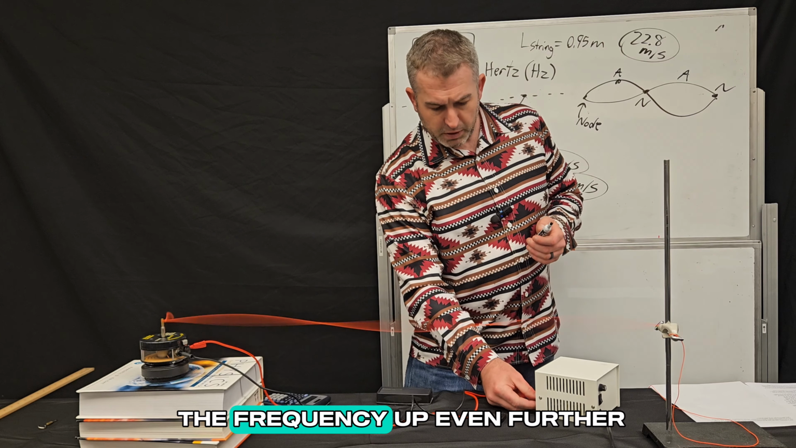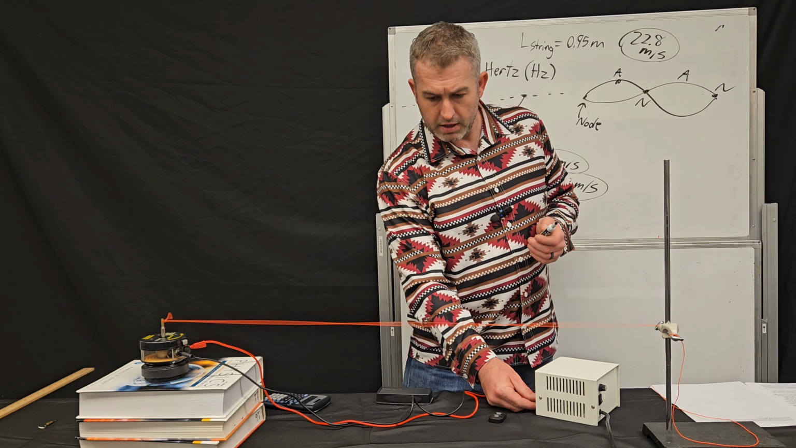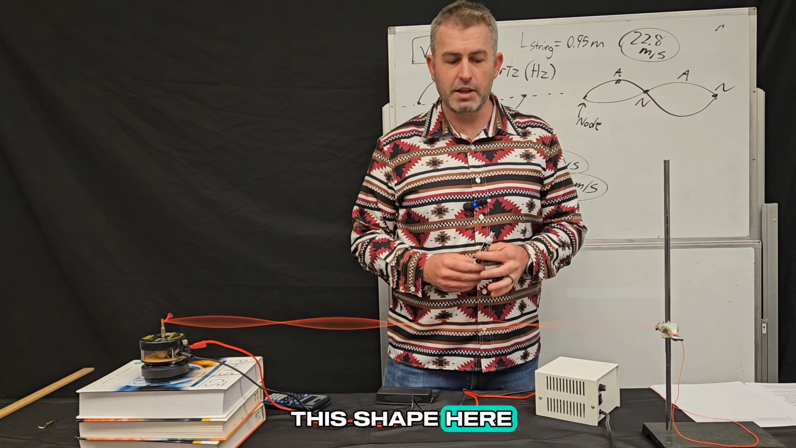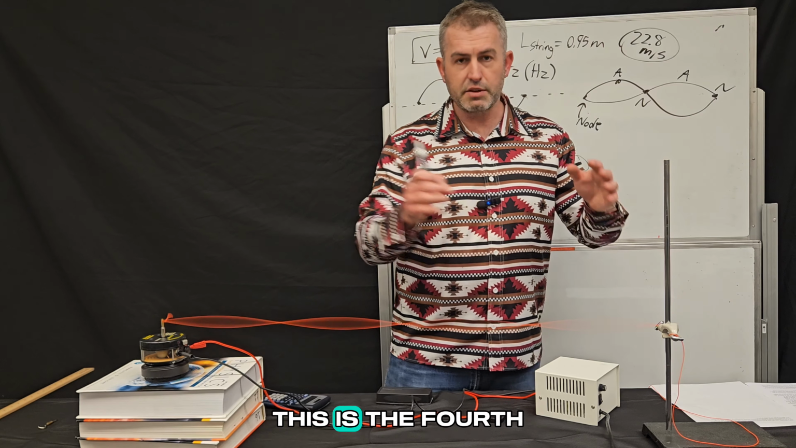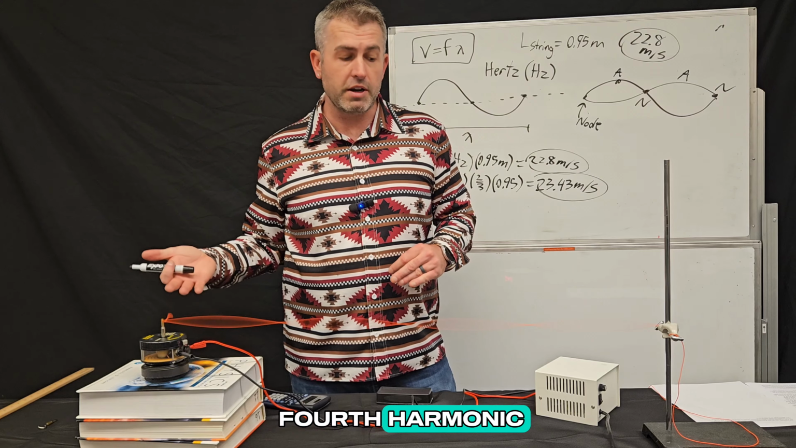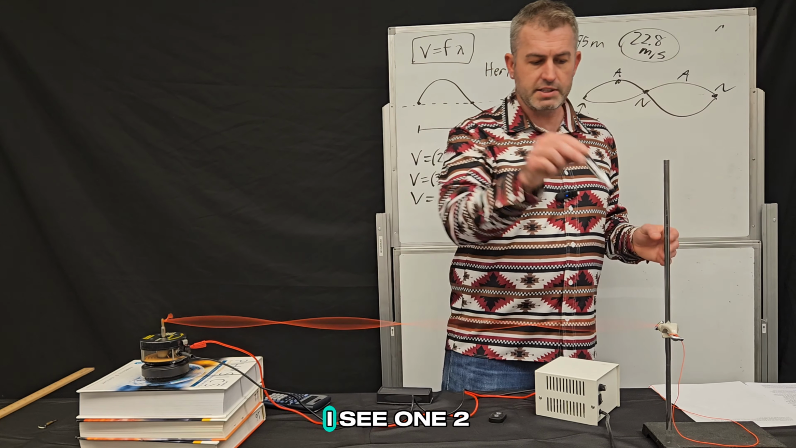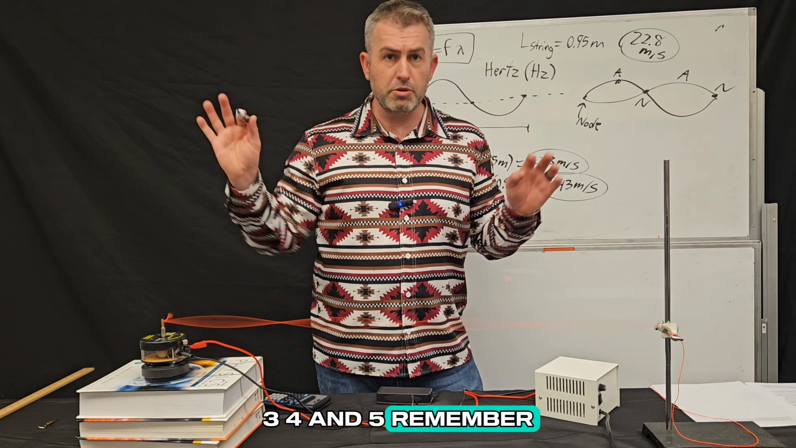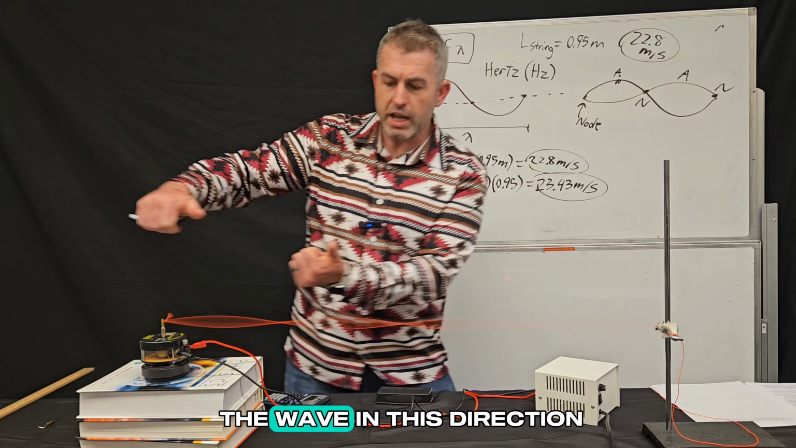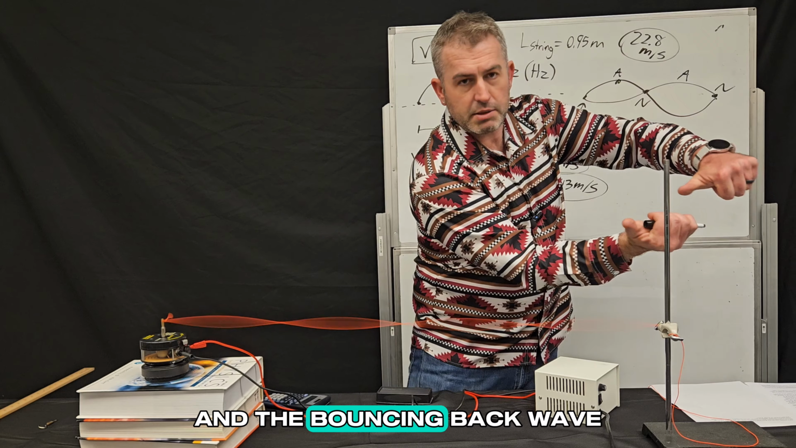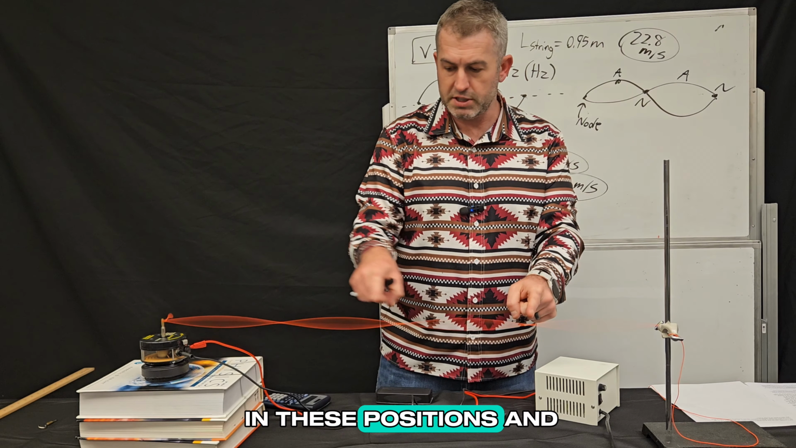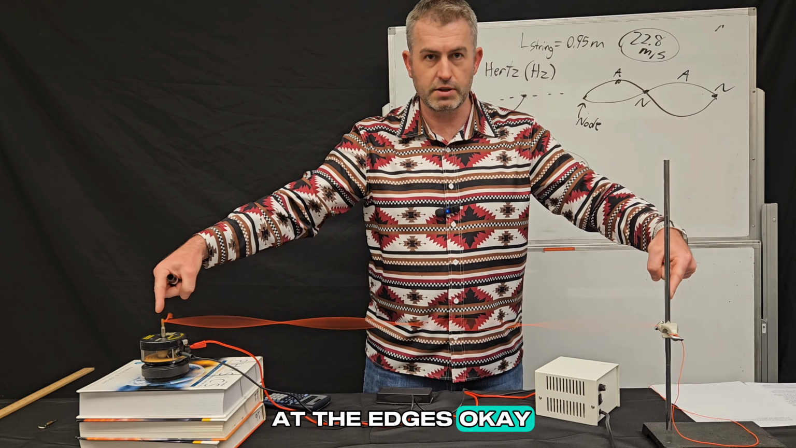So now let's move the frequency up even further. And wow, look at this shape here. So you can see now this is the fourth mode shape or the fourth harmonic. And if we were to count the nodes, I see 1, 2, 3, 4, and 5. Remember, nodes are places where the wave in this direction and the bouncing back wave, when they meet, they fully cancel out in these positions and at the edges, okay?